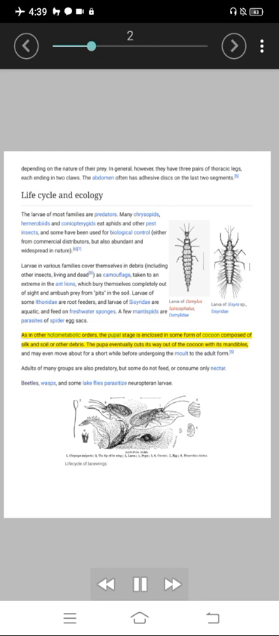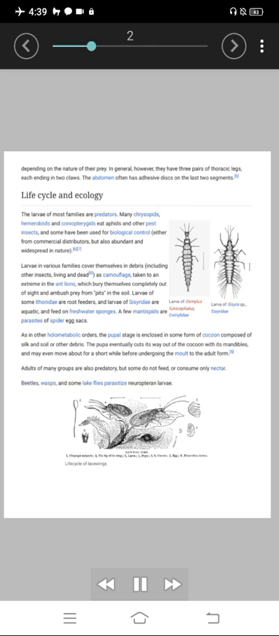As in other holometabolic orders, the pupal stage is enclosed in some form of cocoon composed of silk and soil or other debris. The pupa eventually cuts its way out of the cocoon with its mandibles, and may even move about for a short while before undergoing the molt to the adult form. Adults of many groups are also predatory, but some do not feed, or consume only nectar. Beetles, wasps, and some lake flies parasitize neuropteran larvae.